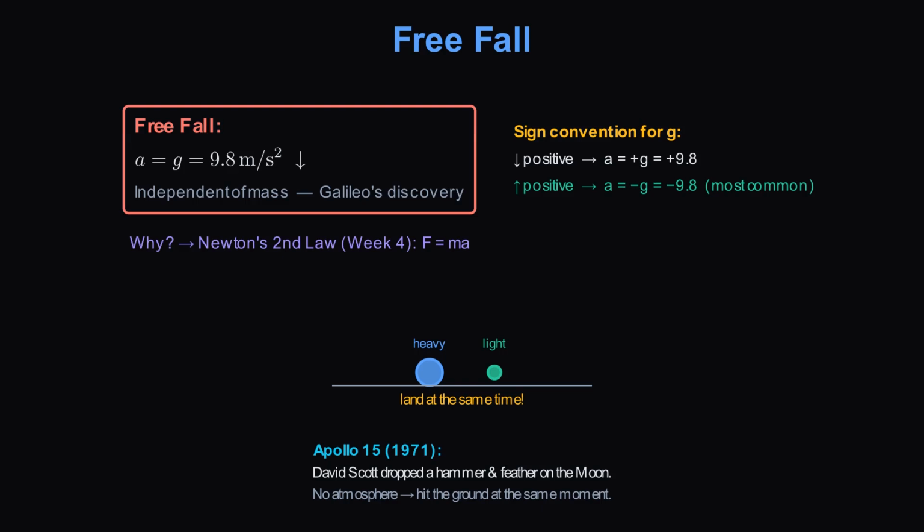The reason is Newton's second law, which we will derive properly in week 4. For now, accept the result. Free fall acceleration is g for all objects, regardless of mass, in the absence of air resistance.